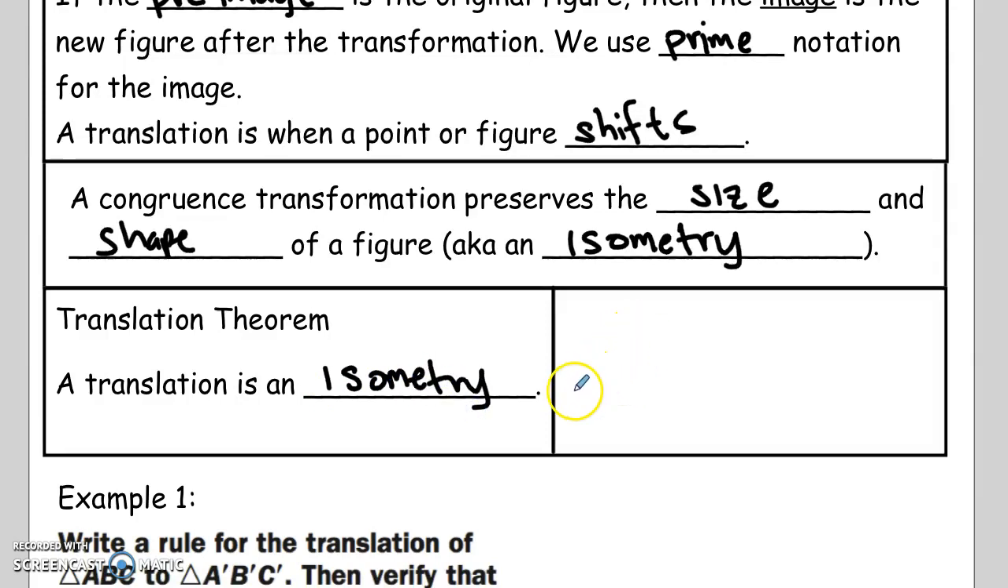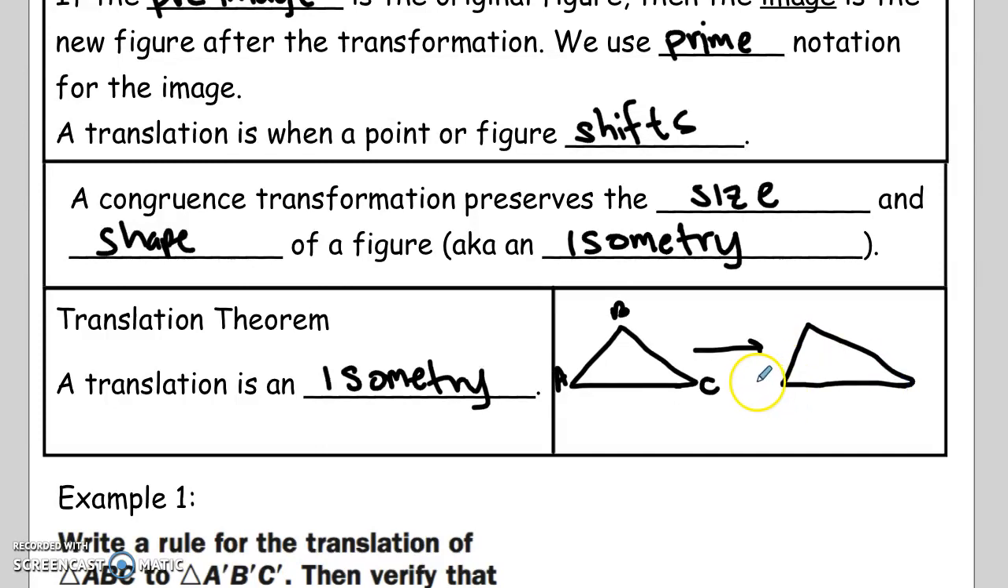So what this looks like is, well, if you take a pre-image, in this case we're just going to make a basic triangle, we'll call it A, B, C, and let's say I just decided to shift it over, preserving its size and shape. So I'm just going to shift it over to the right in this case, and I'm going to call this triangle, because this is the image, this is now going to be called A prime, B prime, C prime. Now because this is an isometry, we can now say that triangle ABC is congruent to triangle A prime, B prime, C prime. So this is the new notation. The A prime, B prime, C prime says this is the new image.